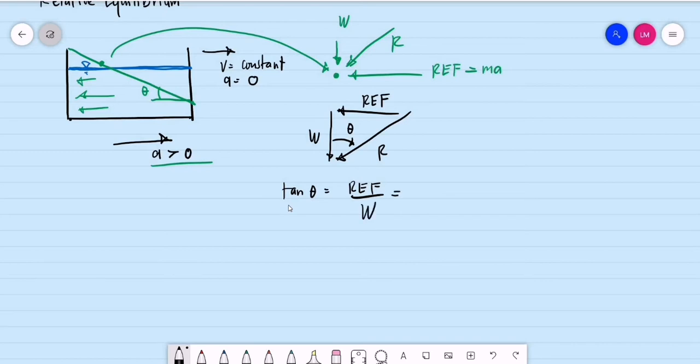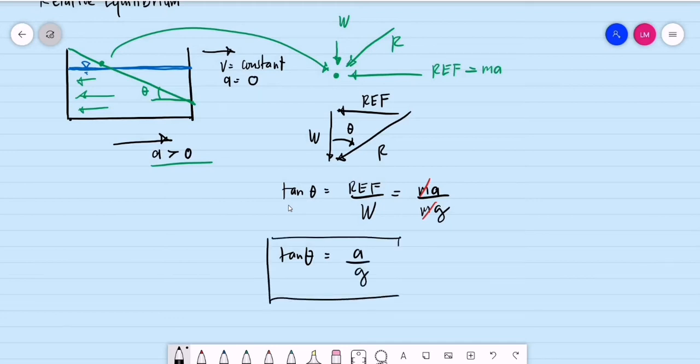What is the equivalent of REF? That is the mass times acceleration. The equivalent of weight is the mass times the acceleration due to gravity. So we can cancel mass. So we'll be having the tangent of theta is now equal to the acceleration divided by the acceleration due to gravity. So this will be our equation in the computation of the inclination of the liquid surface if the container is accelerating. Okay, so let's have one example.